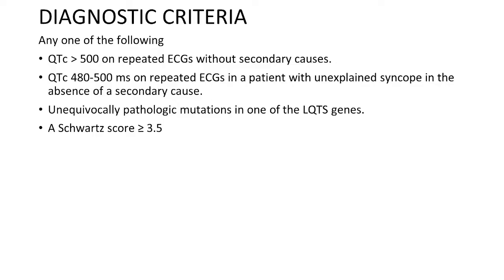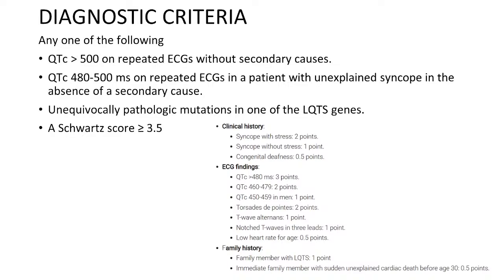Diagnostic criteria: if the QT is more than 500 milliseconds on repeated ECGs, or if the patient has unexplained syncope without a secondary cause and the QT is still more than 480, or if there is a genetic testing mutation. A score called the Schwartz score is also used. We don't routinely do it, just know the name. It includes clinical history, ECG findings and family history. If it is more than 3.5, it is diagnostic of long QT syndrome.